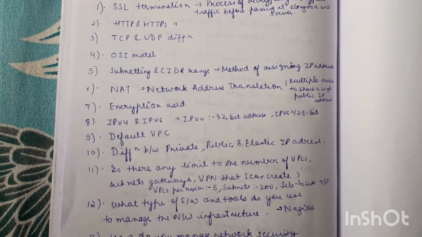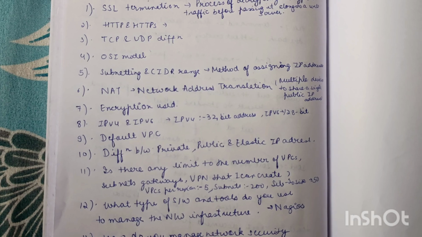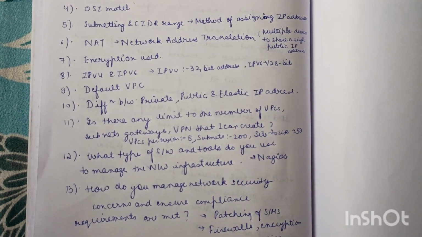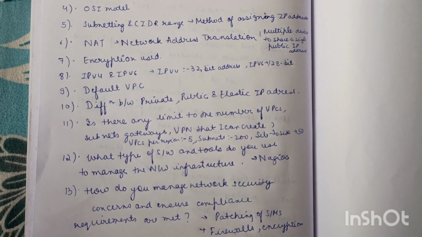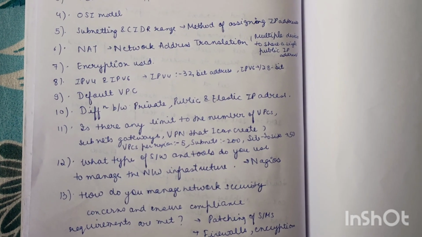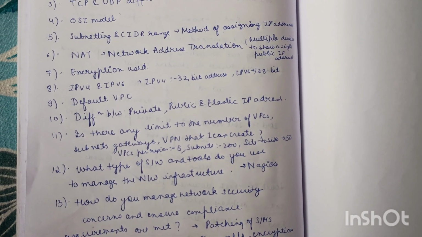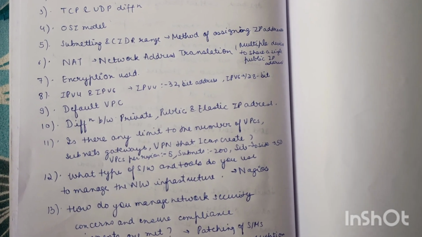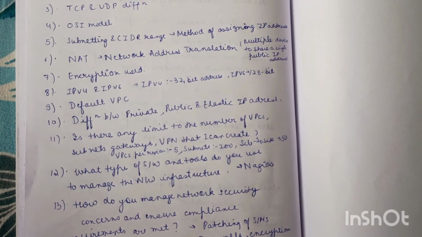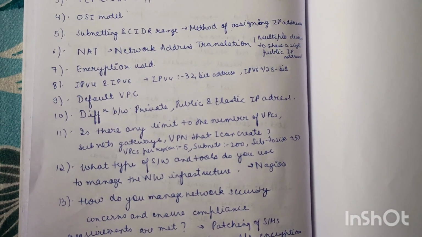What is the difference between IPv4 and IPv6? IPv4 is a 32-bit address, while IPv6 is a 128-bit address. For example, 192.30.0.8 is IPv4, and we have four groups. If you want me to explain IPv4 and how the IP addresses are assigned, please comment down.